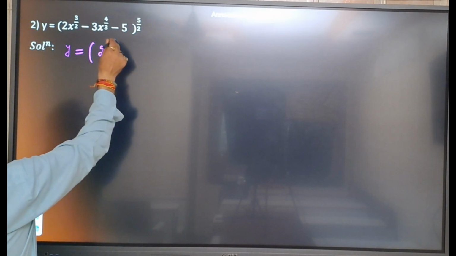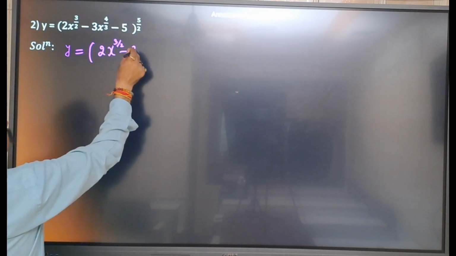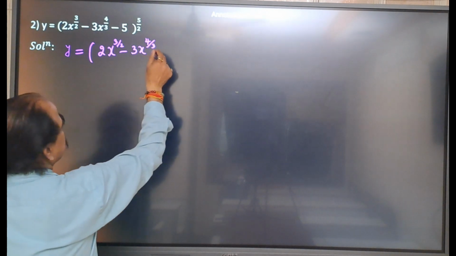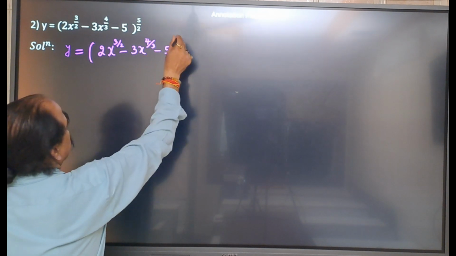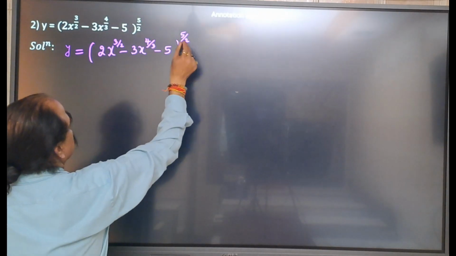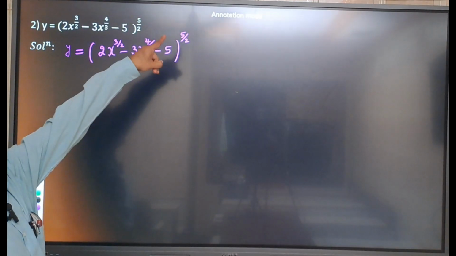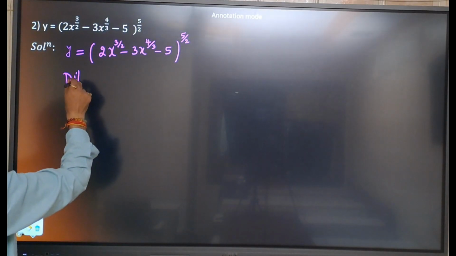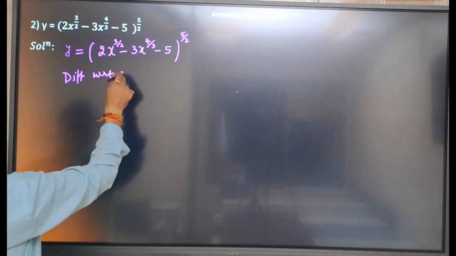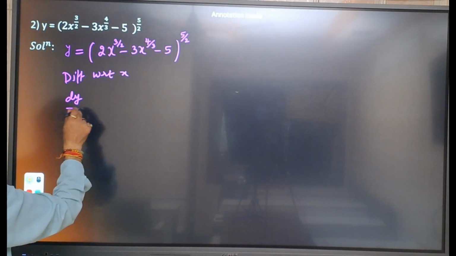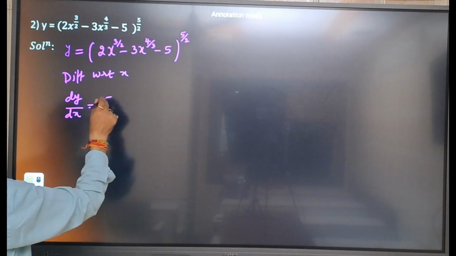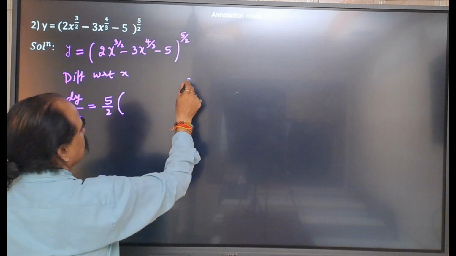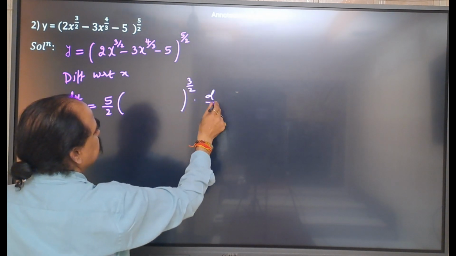Y is equal to (2x raised to 3 by 2 minus 3x raised to 4 by 3 minus 5) raised to 5 by 2. From outside is what? Power. So first we'll take derivative of power. Power comes in product, power minus 1. dy by dx is what? 5 by 2, 5 by 2 minus 1 is what? Into derivative of inside function.